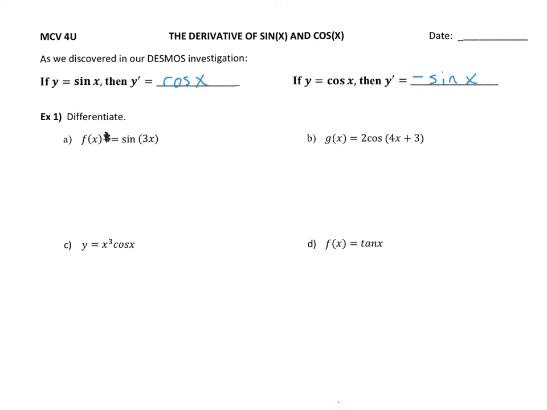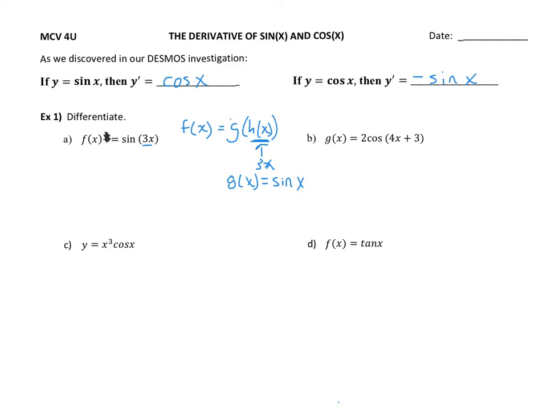So our examples here are to differentiate. So find the derivative. Now, if this first one was just f of x equals sine x, it would be easy. It's just going to be cos x. But because it's a 3x, it's actually a composite function. So our f of x really is g of h of x. The inner function, h of x, is the 3x, and g of x is really just our sine x. So we need to apply the chain rule here to find the derivative of f of x.